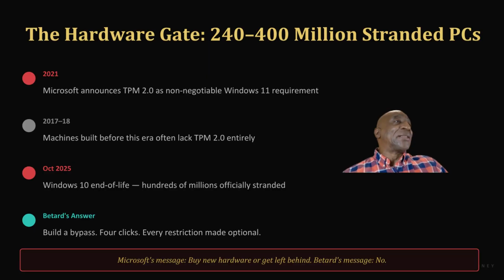So this is key. Listen to this. Zoom in on this. Estimates suggest that 240 to 400 million systems were affected. Most of these computers still worked perfectly, but Microsoft effectively declared them obsolete, and users were told they had to buy new hardware. So this is where Rufus came in, right? Rufus came in and offered them another option. Four clicks and the restrictions became optional. And that's what happened. Basically, the restrictions went away.